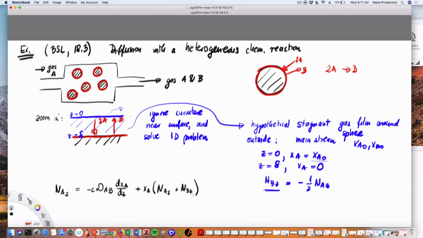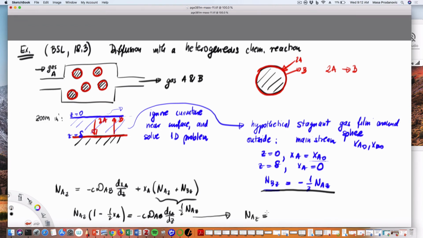All right, so let's get along now that we actually know what N_Bz is. Then this has to essentially be 1/2 of N_Az. And my N_Az, I have an N_Az term and here an N_Az term. So basically my N_Az is multiplying 1 minus half xA, times D_AB dxA/dz. So basically this tells me that N_Az is equal to minus 1 over 1 minus 1/2 xA, dxA/dz, and I'm going to squeeze this cD up here.